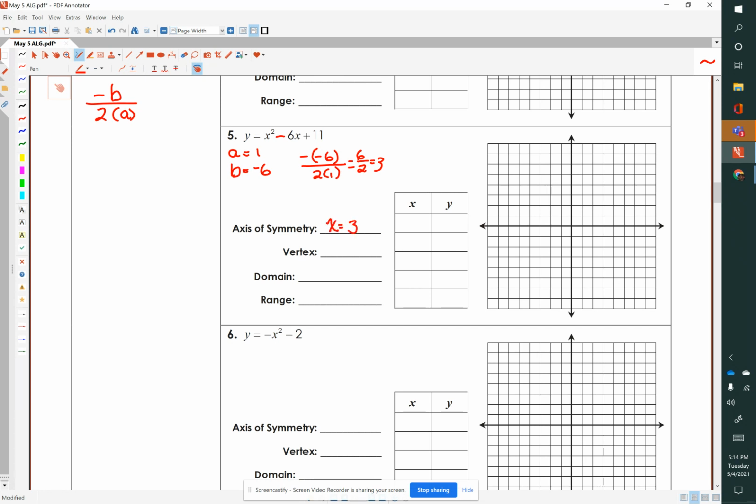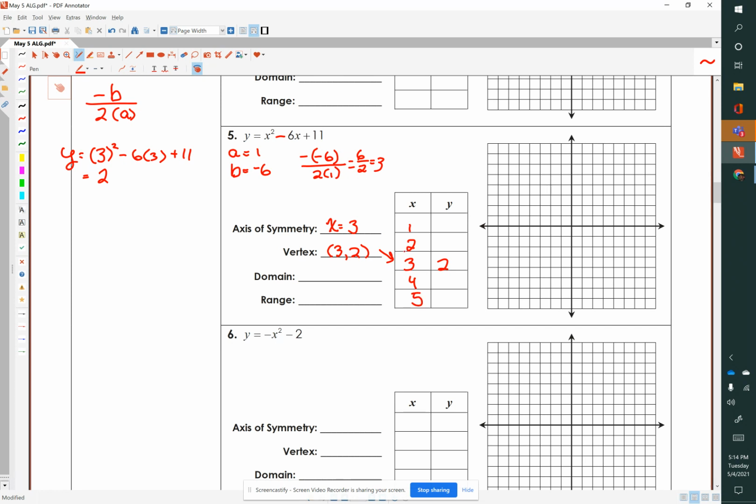Our vertex, we will substitute 3, so we have 3 squared minus 6 times 3 plus 11, and that's y equals. And when we evaluate that at 3, y equals 2. So our vertex is 3, 2. So we'll put that right in the center of our table. The x value is 3, the y value is 2. So we'll evaluate 2 points less than and 2 points greater than x equals 3.